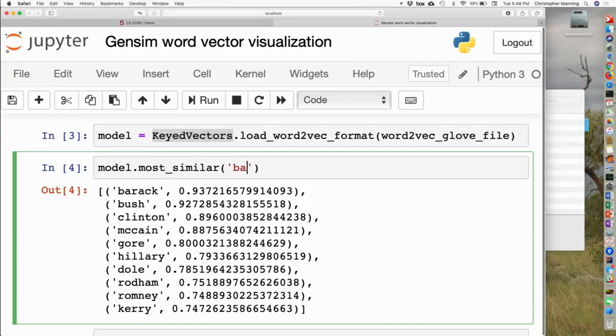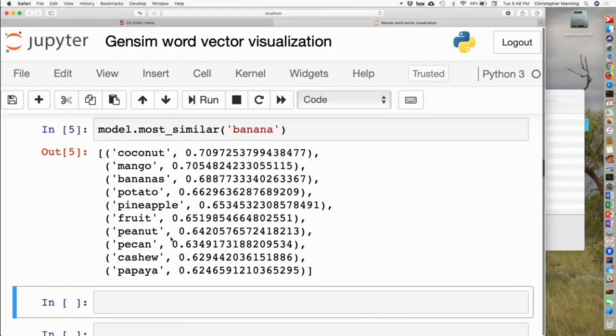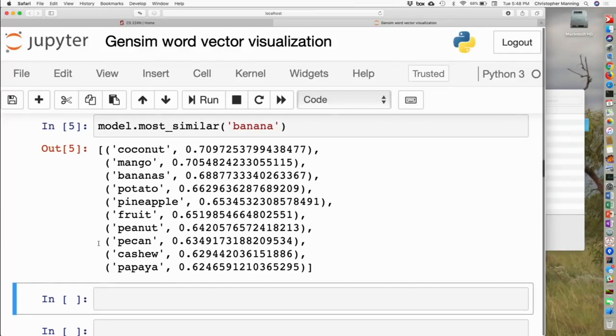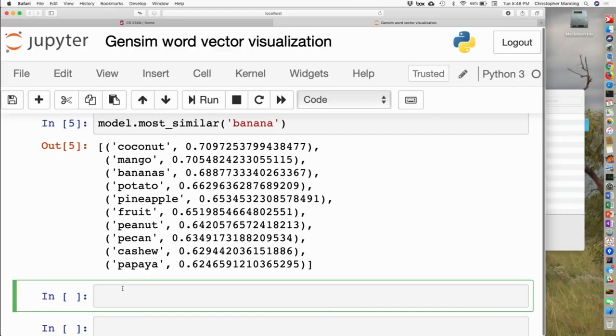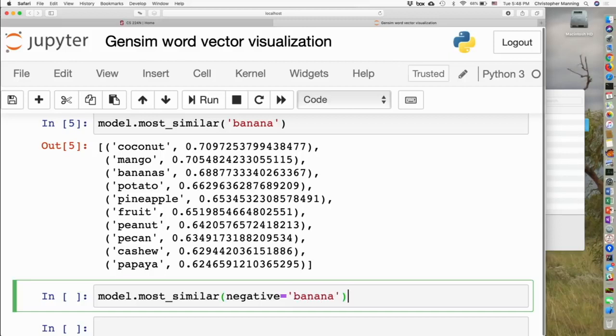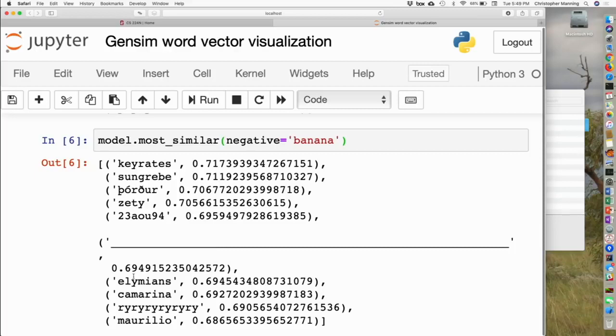You can put in another word. We can put in something like banana, and we get coconut, mango, bananas, potato, pineapple. We get kind of tropical fruit. You can also ask it for words dissimilar to a word. So if I ask most similar and say negative equals banana, I'm not sure what your concept of most dissimilar to banana is, but by itself you don't get anything useful out of this, because you just get these weird, really rare words, which definitely weren't the ones you were thinking of.